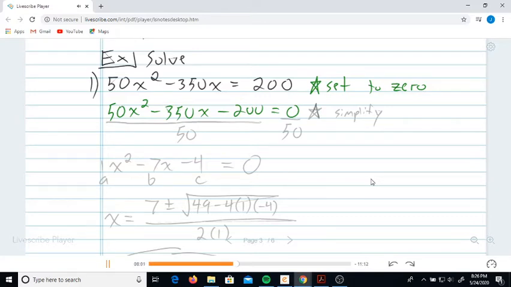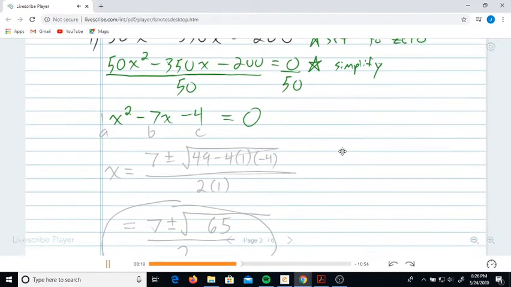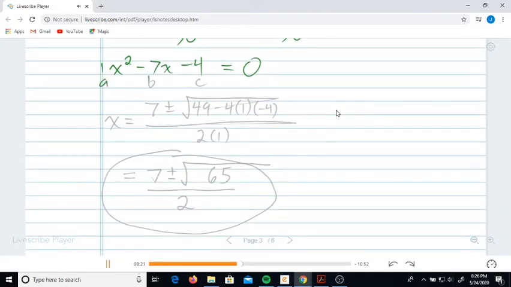So before we run the formula, let's see if we can simplify. We can simplify by dividing both sides by 50. Notice all numbers have 50 in common. When we do that, we get x squared minus 7x minus 4, which is far easier to run the formula on. Now we can view this as our a, our b, and our c, and we can run the formula.